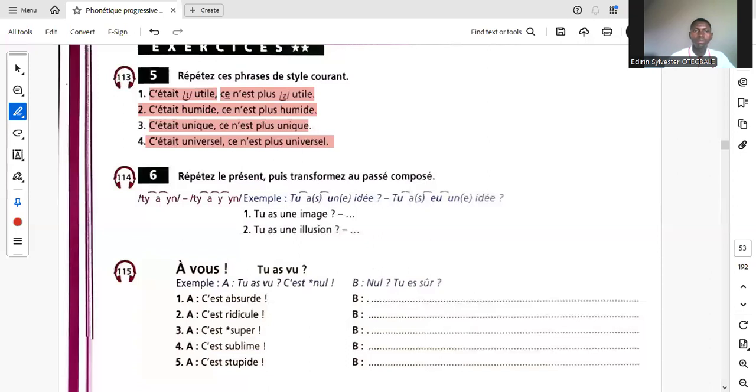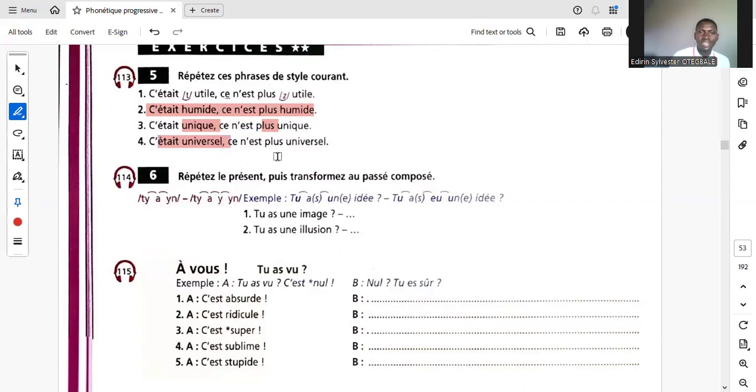Exercice 5. 1. C'était utile, ce n'est plus utile. 2. C'était humide, ce n'est plus humide. 3. C'était unique, ce n'est plus unique. 4. C'était universel, ce n'est plus universel.